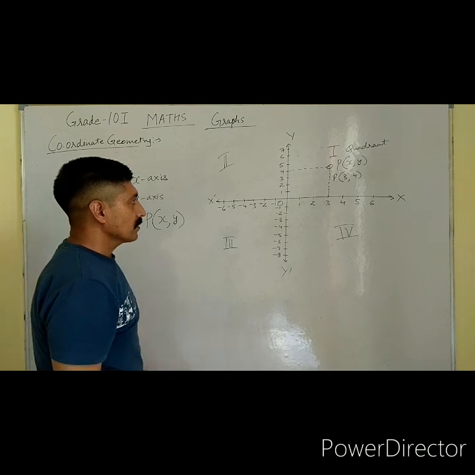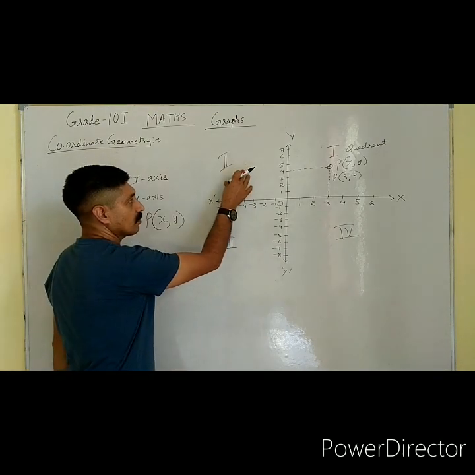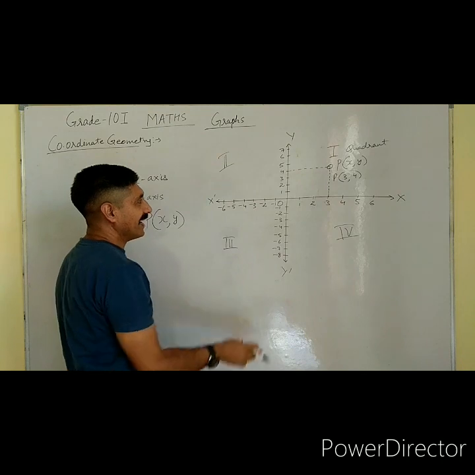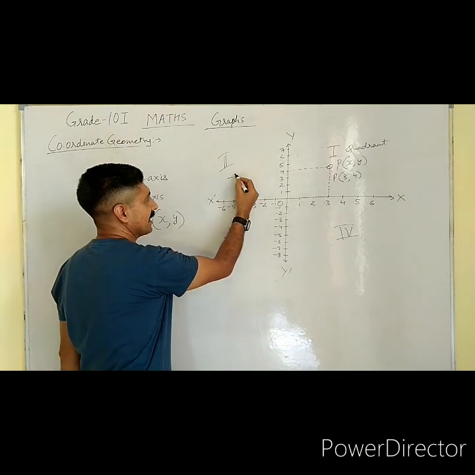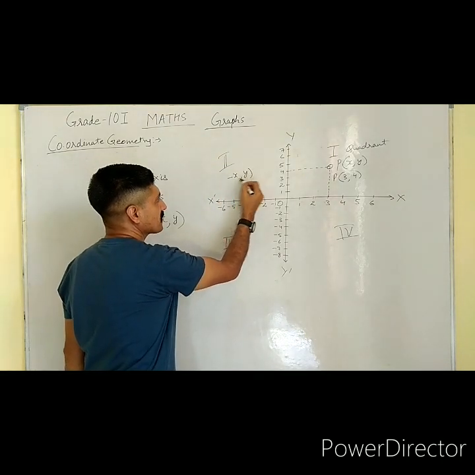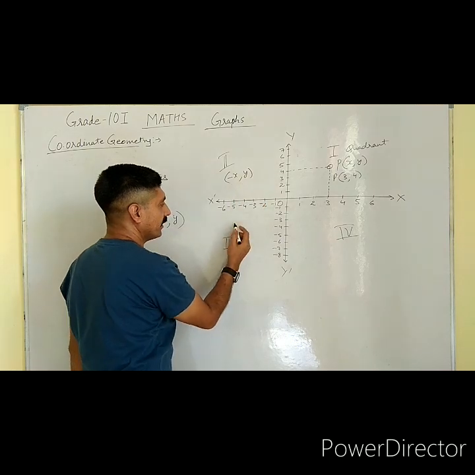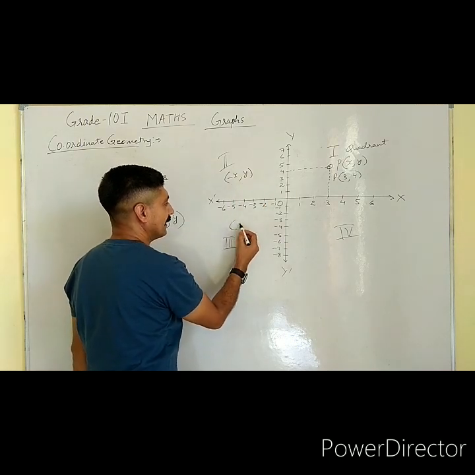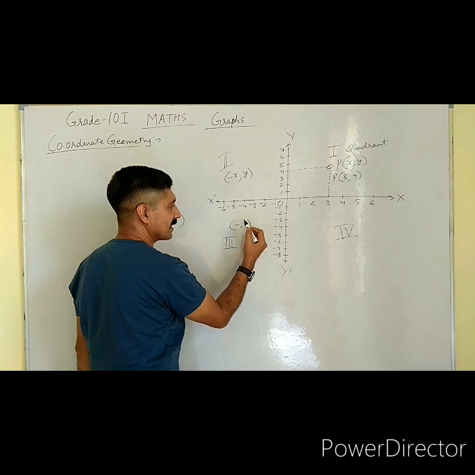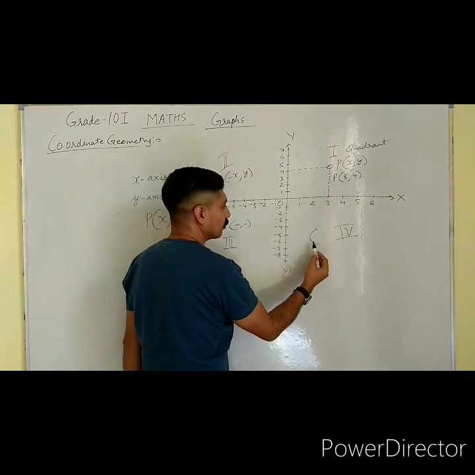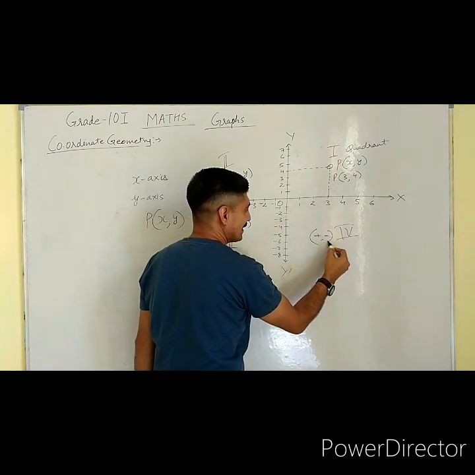Now points in this second quadrant, x is negative and y is positive. In third quadrant, both are negative, x is negative, y is negative. Whereas in fourth quadrant, x is positive and y is negative.